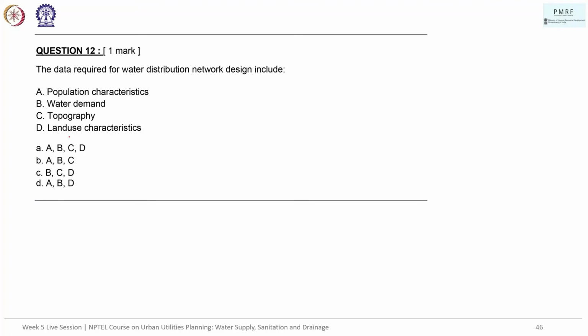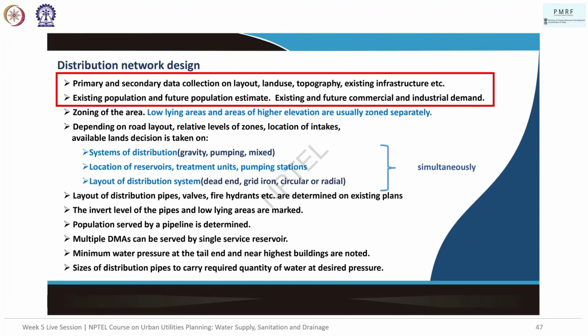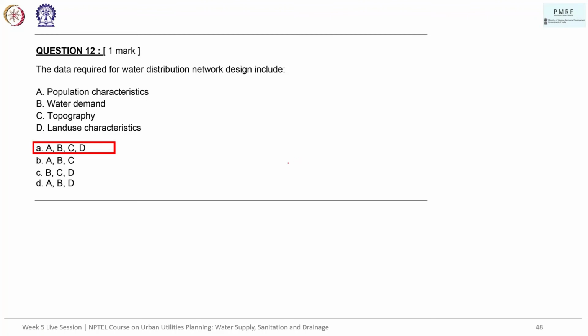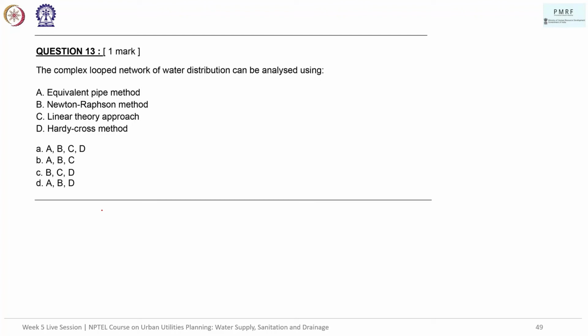The next question. The data required for water distribution network design include population characteristics, water demand, topography, and land use characteristics. Any responses? Okay, we've got one answer in the chat box. You are right, Mr. Rahul. If you remember from the slides, these are the primary aspects that are required to be taken into consideration when you're designing a distribution network. Even if you think of it commonsensically, it makes sense, right? We see land use, topography, population and demand. So the answer is A, all of the above, right?